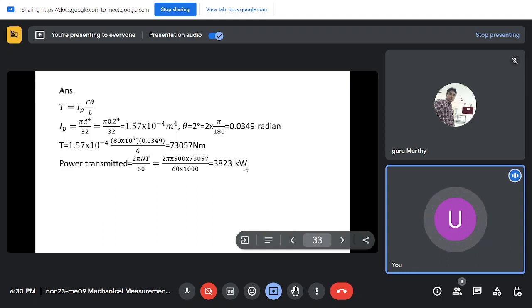So I hope this is clear. We just use the relation for finding out torque. We found out polar moment of inertia. The rest of it is known. We substitute the values, we find out torque. We substitute it into power relation, 2 pi NT by 60, and we get the power, which is 3823 kilowatts.